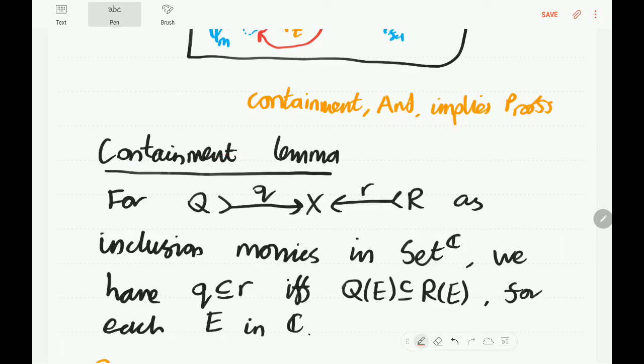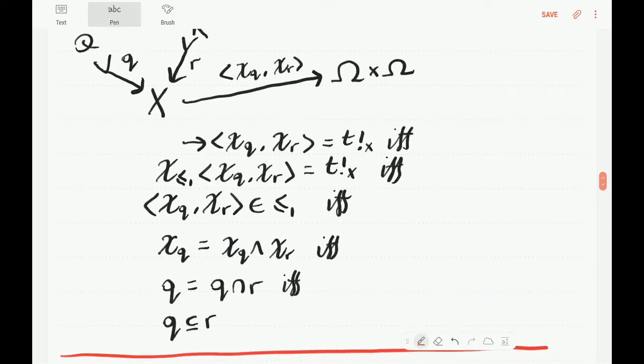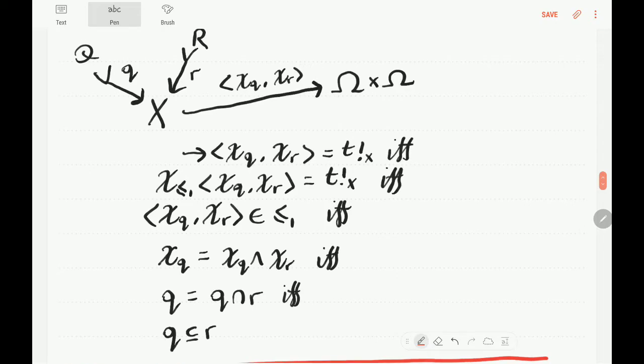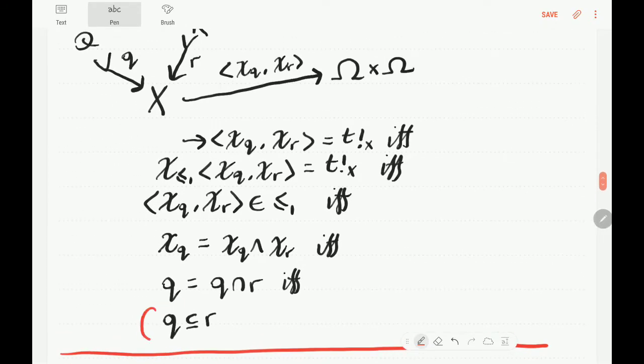So you remember from this logic here that saying that implies operating on two things sends everything to true is really just equivalent to saying that for the sub-objects classified by those two things involved, the first one's contained in the second one. All right. So this is really the important thing.